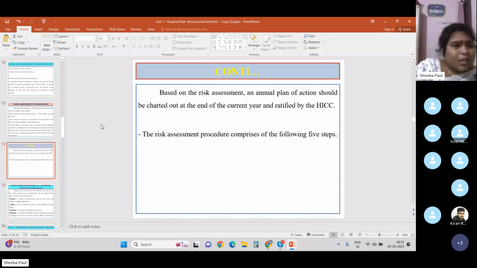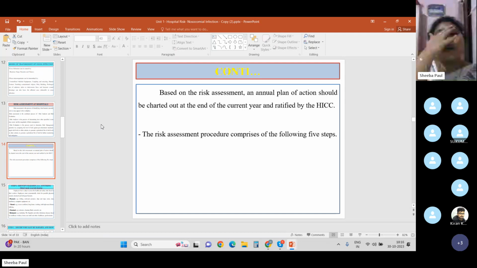Next one is the continuation of it. Based on the risk assessment, an annual plan of action should be charted out at the end of the current year and ratified by HICC. HICC is nothing but Hospital Infection Control Committee. So based on the risk assessment, a plan should be done.